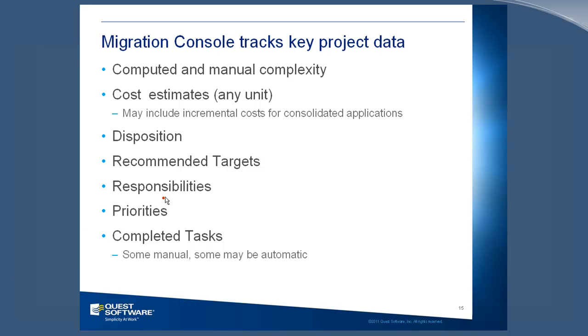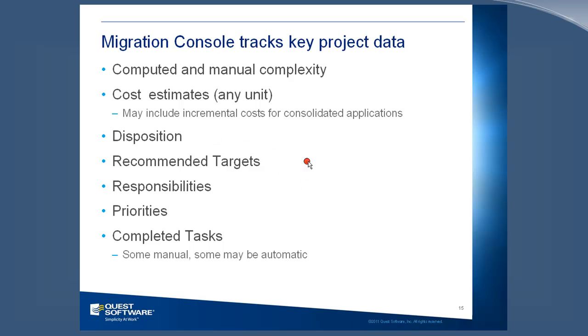So as you're going through this life cycle, our tool, the migration console, can track key pieces of data. We track not only the computed complexity, but then the manual overrides you did as you did your manual analysis, and any cost estimates you figured out along the way. The disposition is what you want to do with the application. You want to kill it. You want to migrate it to just a custom list. You're willing to migrate it to full level development. So this disposition would often map to the table of what level you want to migrate things to.